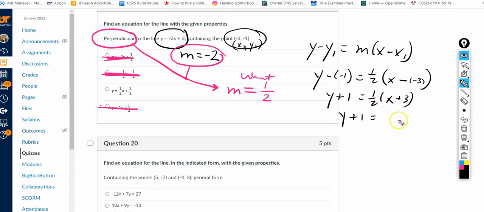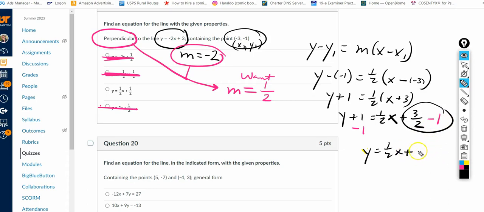So I'm going to have 1/2 x, and I'm going to have +3/2. And then to get y by itself, I need to subtract 1 from both sides. And 3/2 minus 1 is the same as 3/2 minus 2/2, which is 1/2. Or you can put that in your calculator and then do math, enter. All right, and so that confirms what we have here.